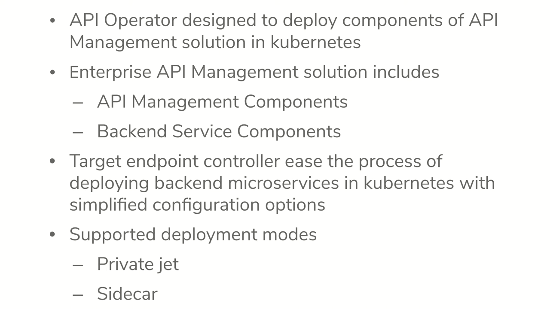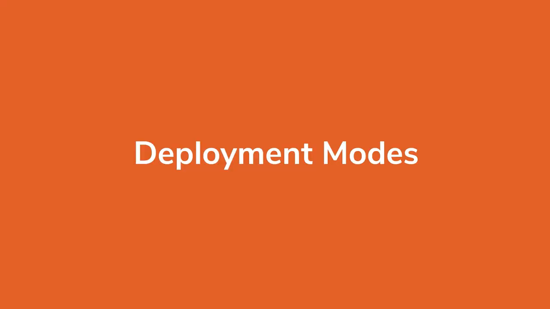When you deploy your backend microservices, you often need to specify the image, the ports and the protocols, with many more configurations which need to be exposed from the Kubernetes environment. Our target endpoint definition supports two deployment modes, including private jet and sidecar. Let's take a look at deployment modes.